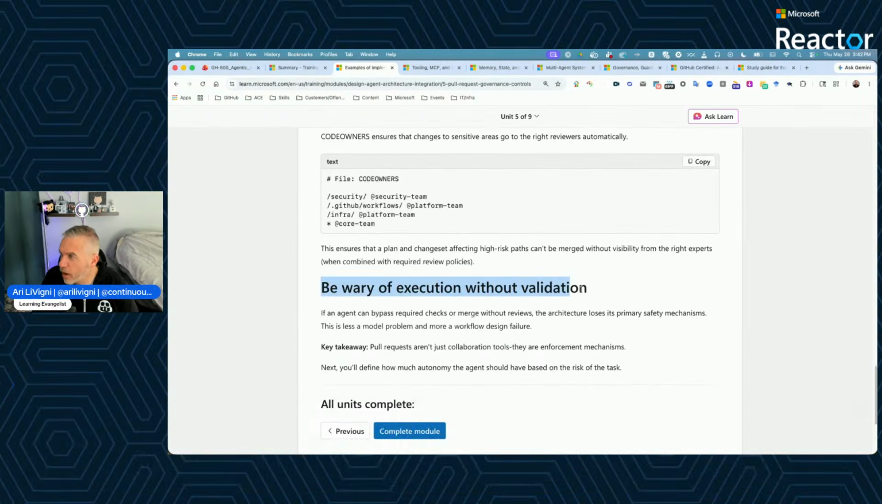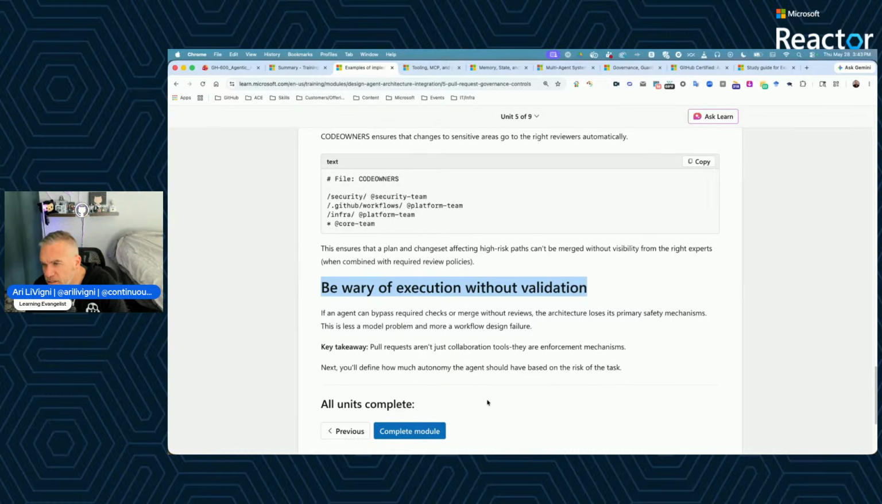This is key to be wary of execution without validation. If an agent can bypass required checks or merge without reviews, the architecture loses its primary safety mechanisms. That's something also about agentic workflows that I cover in that use case. Everything is sandboxed and doesn't allow the agent to go wild and do things outside of a boundary or security gating. There's more details on that. I think there are about 5 layers of security that are part of agentic workflows that allow that.